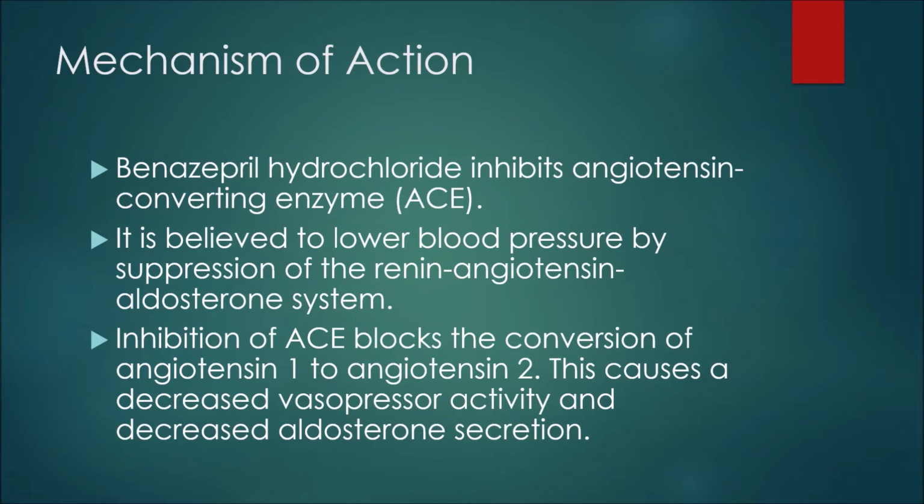So the first thing to discuss here would be the mechanism of action or how this medication works. So benazepril hydrochloride inhibits angiotensin converting enzyme or ACE. It's believed to lower blood pressure by suppression of the renin-angiotensin-aldosterone system. Inhibition of ACE blocks the conversion of angiotensin 1 to angiotensin 2. This causes a decreased vasopressor activity and decreased aldosterone secretion.